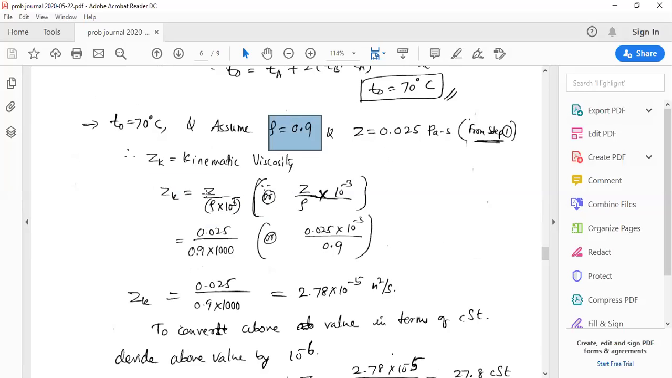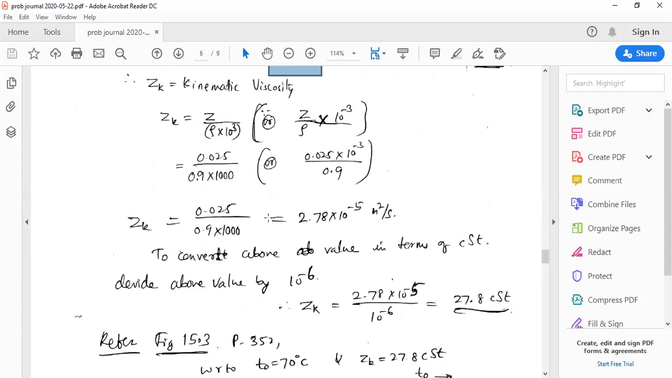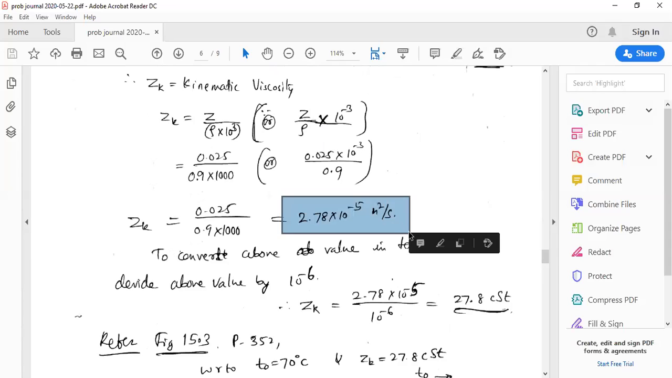So that is nothing but, in the data handbook or in the design procedure, we have written that equation as Z divided by rho into 10 raised to minus 3. That is nothing but Z divided by rho into 10 raised to plus 3. So by using this equation, we will be getting the value of Zk, that is kinematic viscosity, 2.78 into 10 raised to minus 5 meter square per second. So this is in SI unit.